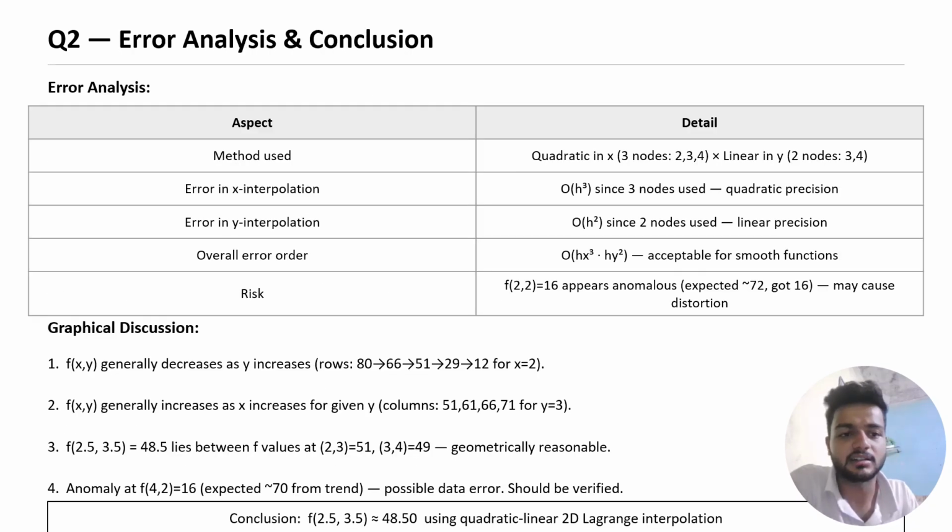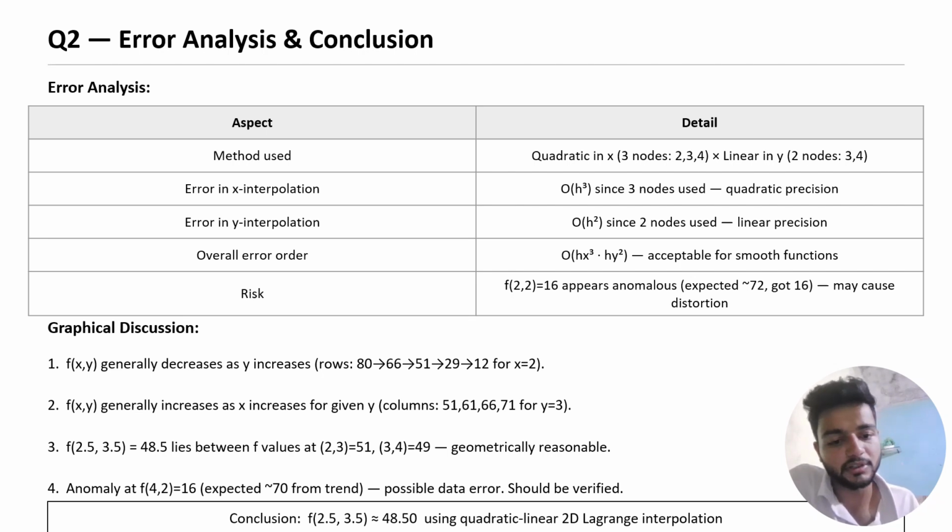Error analysis and conclusion. Method used: quadratic in X, 3 nodes 2, 3, 4. Error in X interpolation is h cubed since 3 nodes are used. Error in Y interpolation is h squared since 2 nodes are used. Overall error order is hx cubed times hy squared. Acceptable for a smooth function. Risk: f(2, 2) equals 16 appears anomalous and may cause distortion.